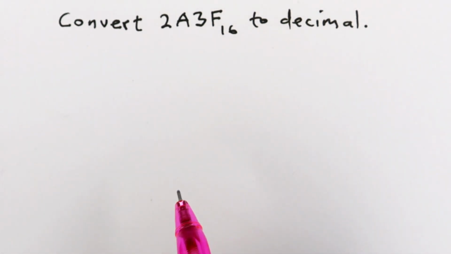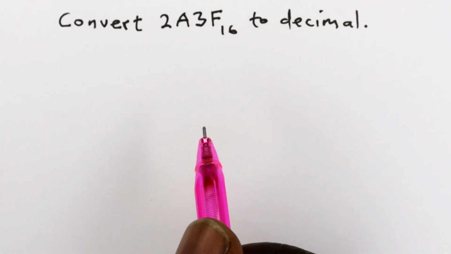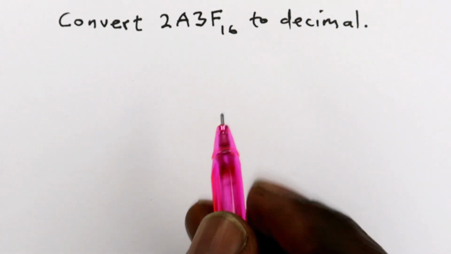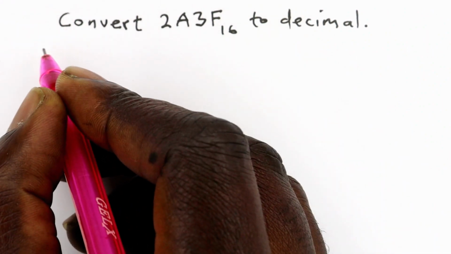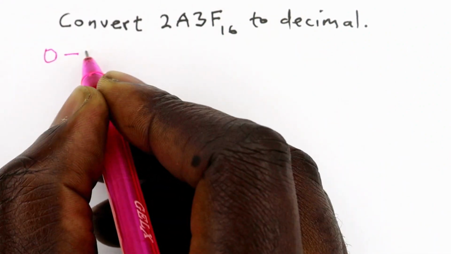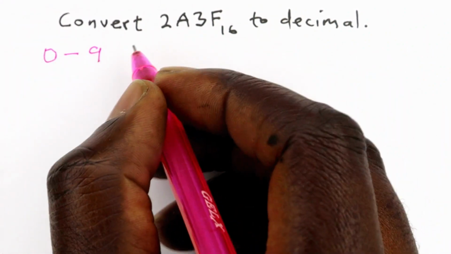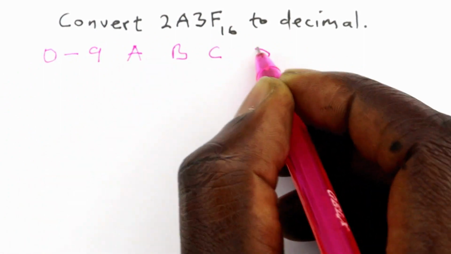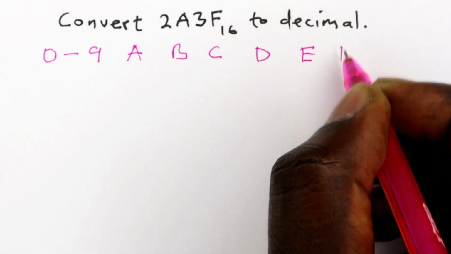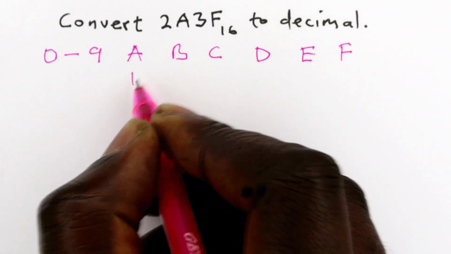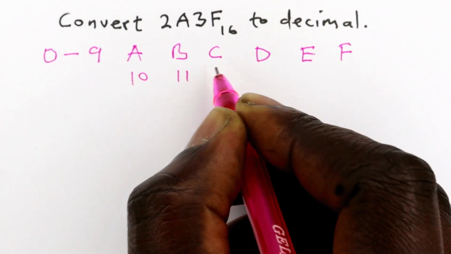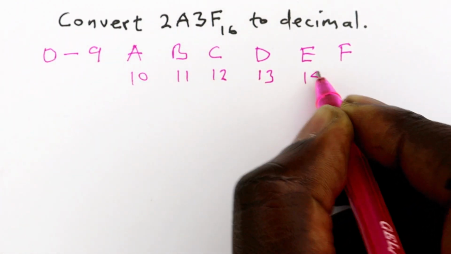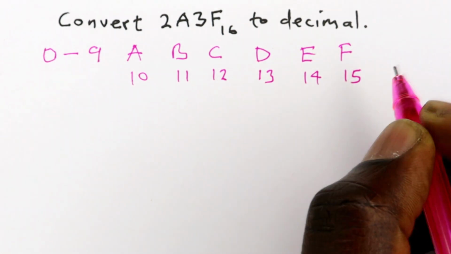So before you deal with any hexadecimal number, the first thing you need to do is to list down all the numbers that are involved. For a hexadecimal number, we have from 0 to 9, and the rest are letters. That is A, B, C, D, E, and F, where A is 10, B is 11, C is 12, D is 13, E is 14, and F is 15.